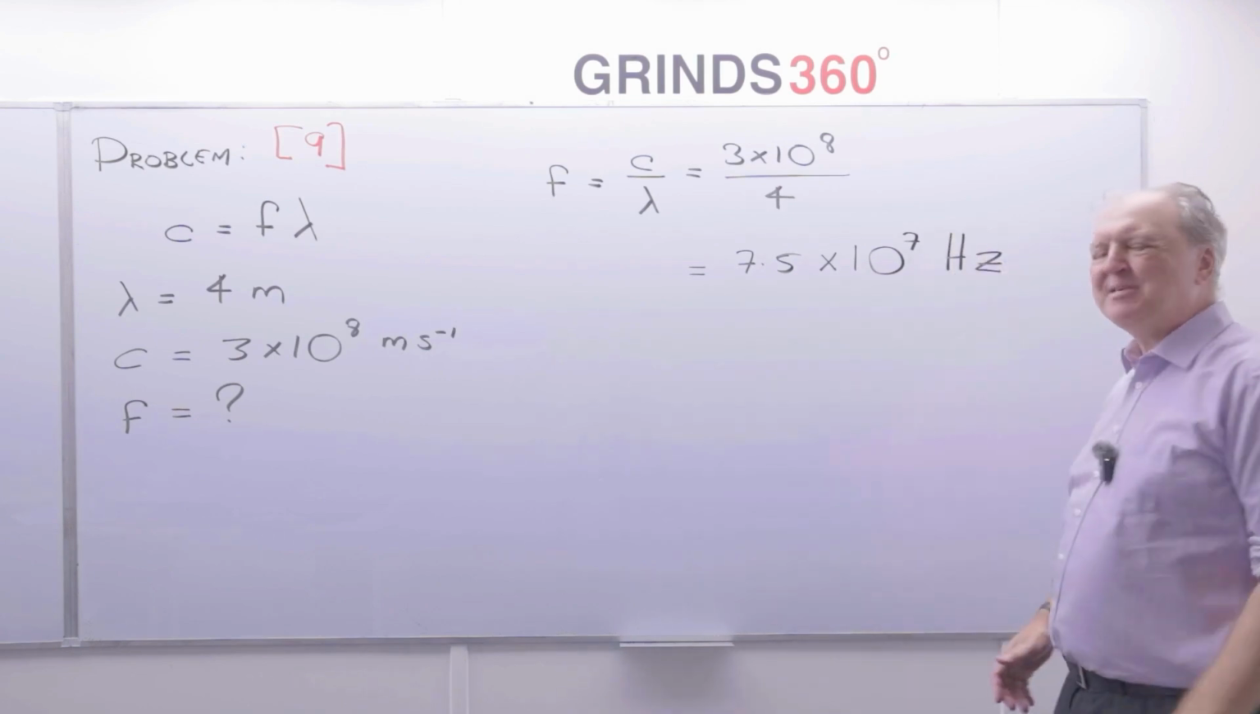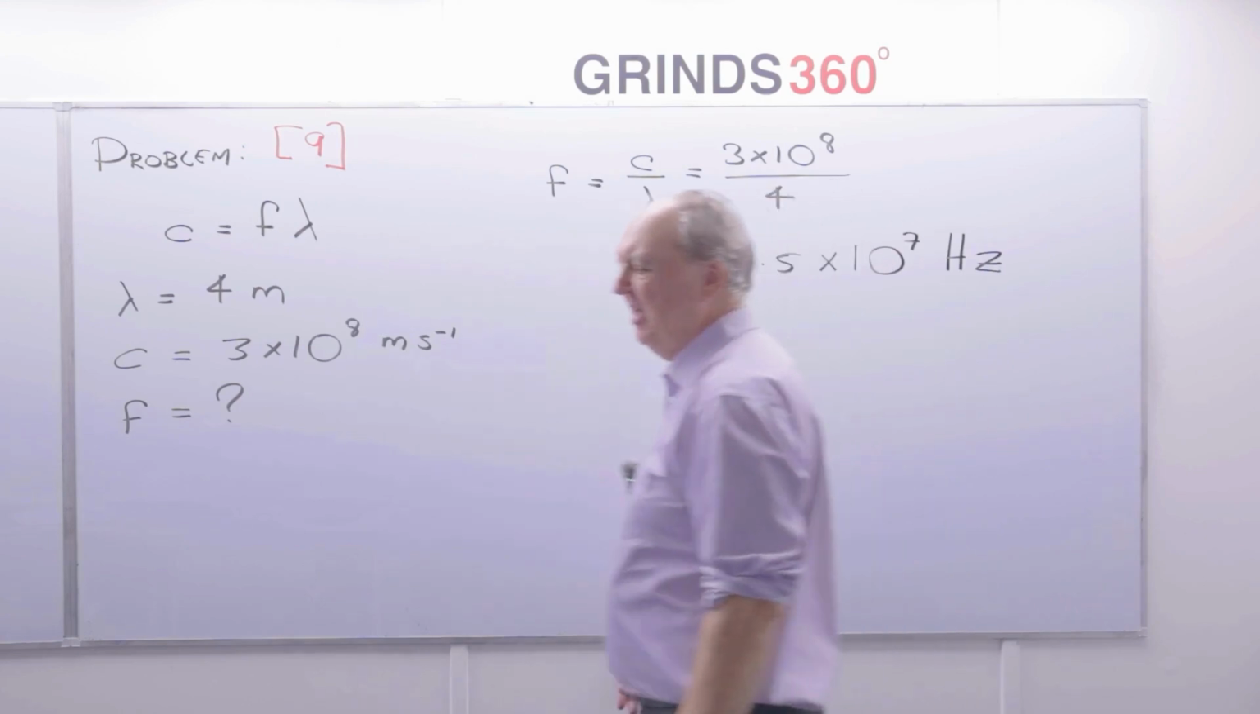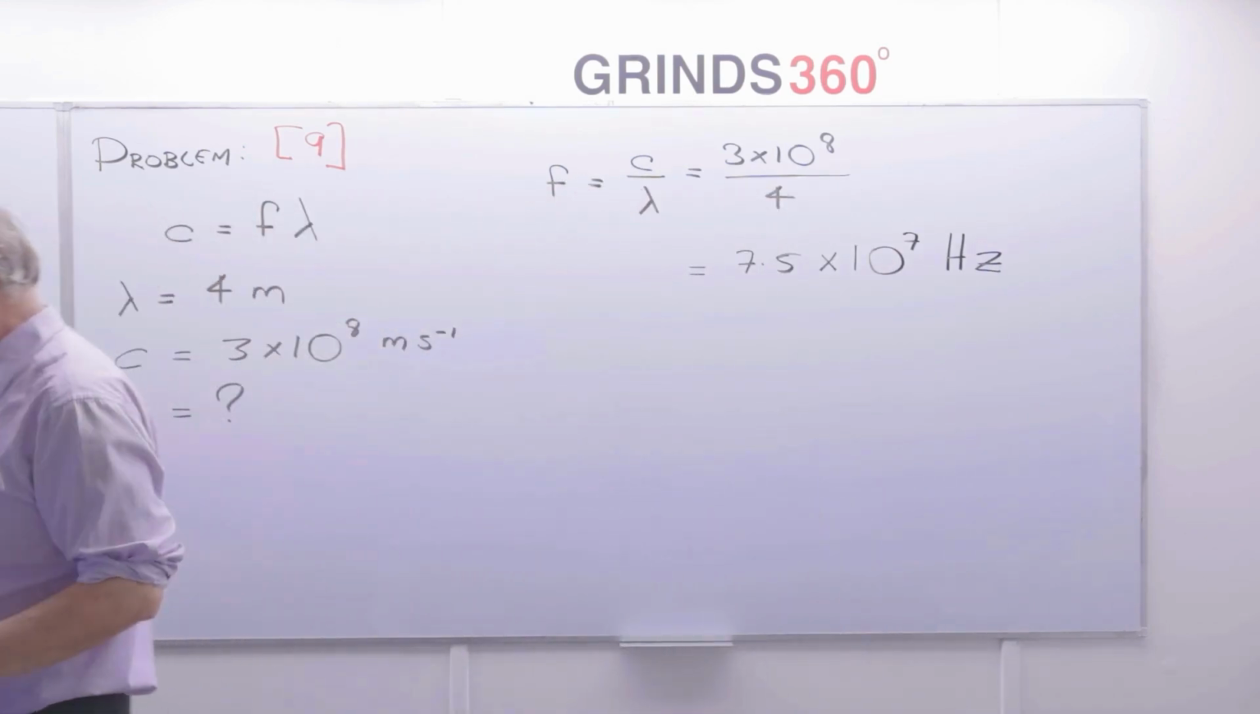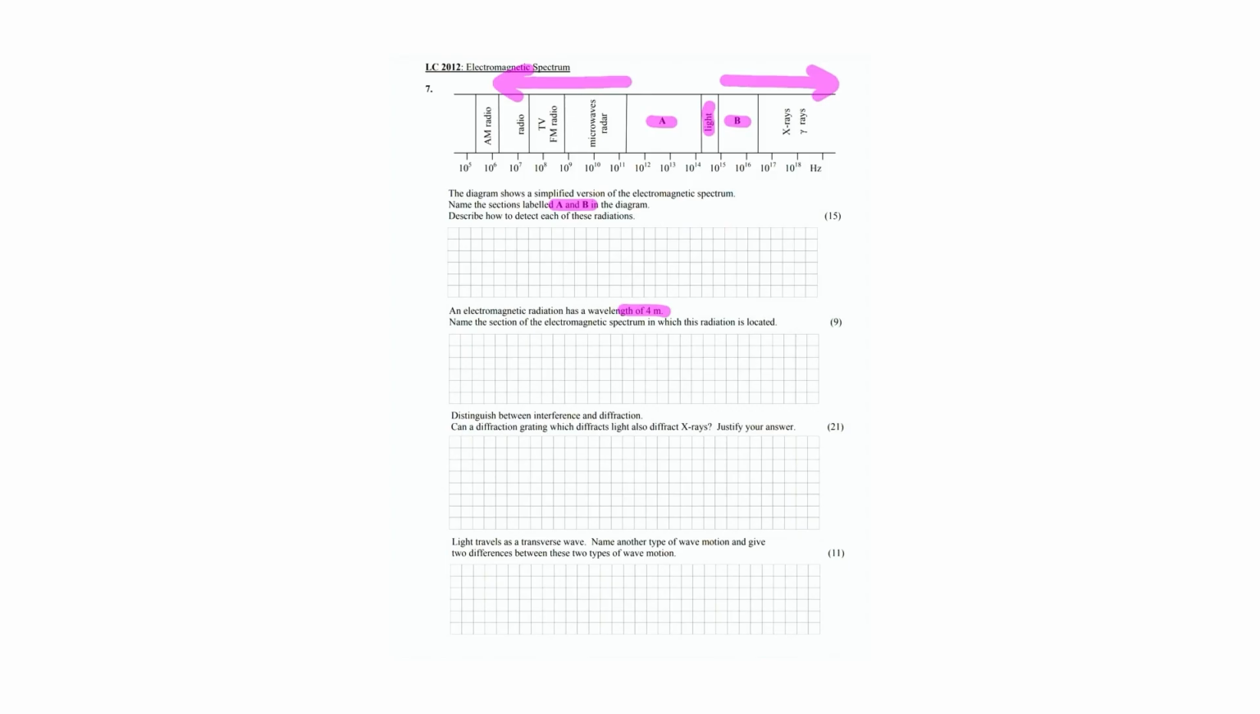But then I'm going to go back to my diagram in my notes and check out where that is, the name of that particular radiation. You can see down along the bottom here, you've got all the frequencies written down by their powers of 10. Well, I'm looking at 7.5 by 10 to the power of 7. So I'm talking about along here, somewhere between 10 to the power of 7 and 10 to the power of 8, probably closer to 10 to the power of 8.